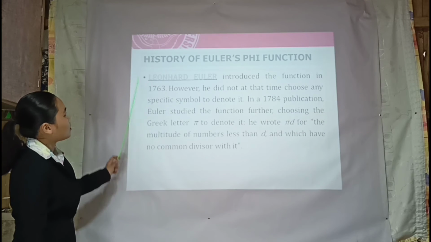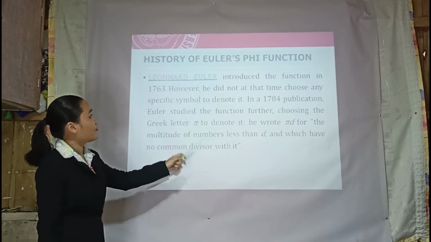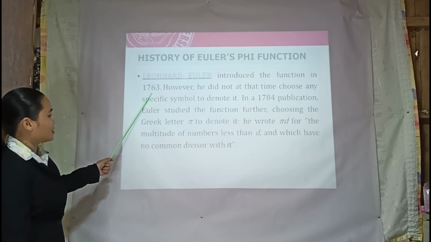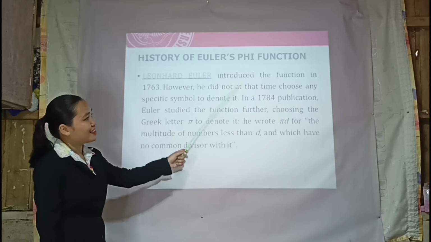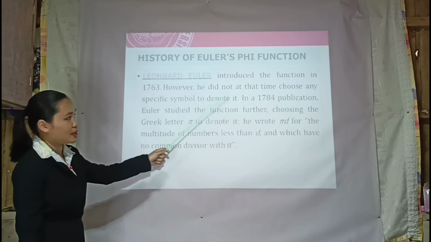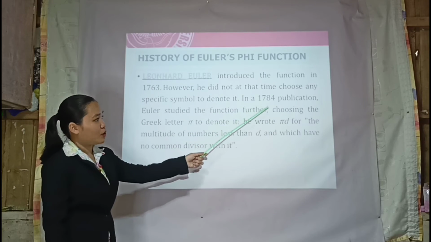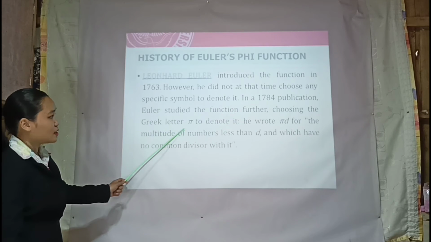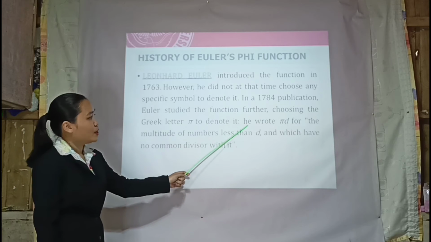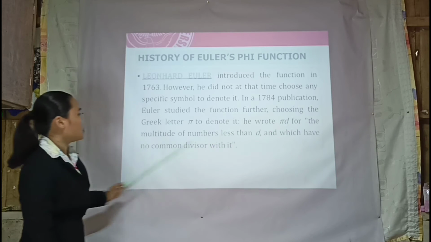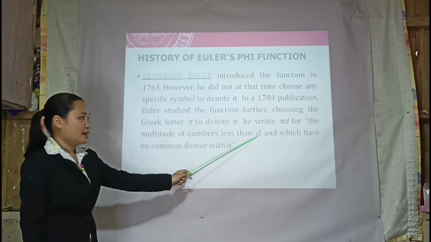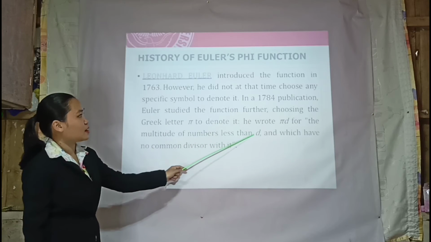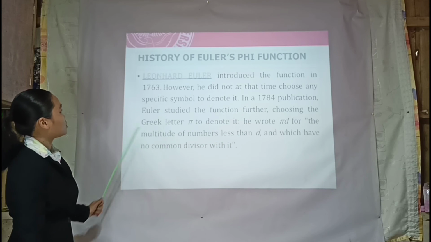Let's proceed. So, the history of Euler's phi function. Leonhard Euler introduced the function in 1763. However, he did not at the time choose any specific symbol to denote it. In a 1784 publication, Euler studied the function further, choosing the Greek letter pi to denote it. So, he wrote pi d for the multitude of numbers less than d and which have no common divisor with it. So, this is the start of his phi function.